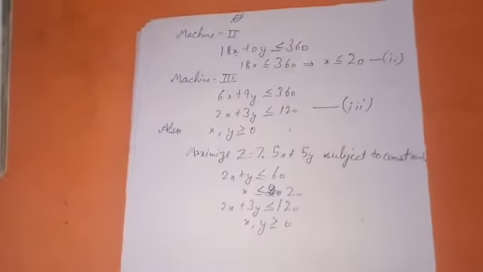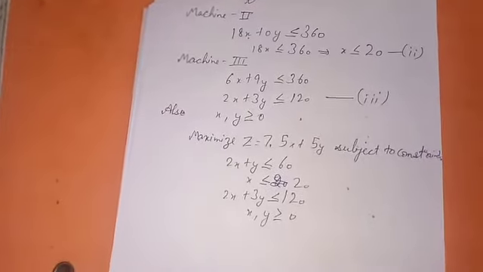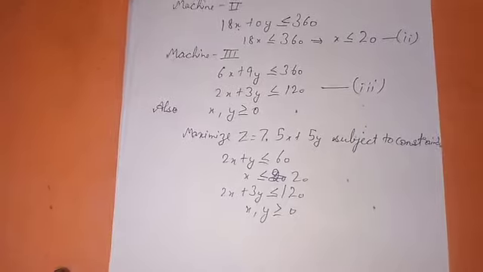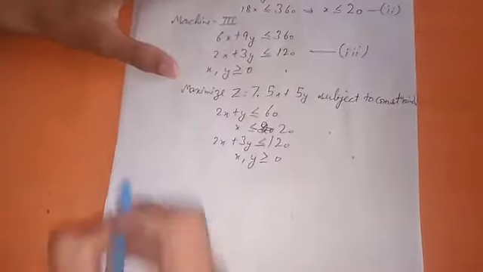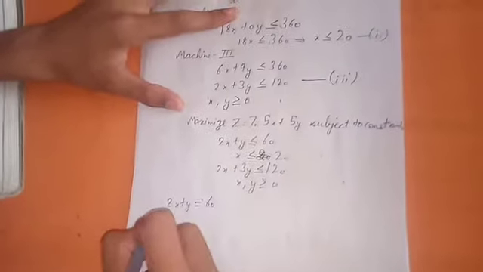Now we will solve these equations, and after solving these equations we will get some feasible region, and from that we will get our values. Okay, first we will take 2x plus y is equal to 60.